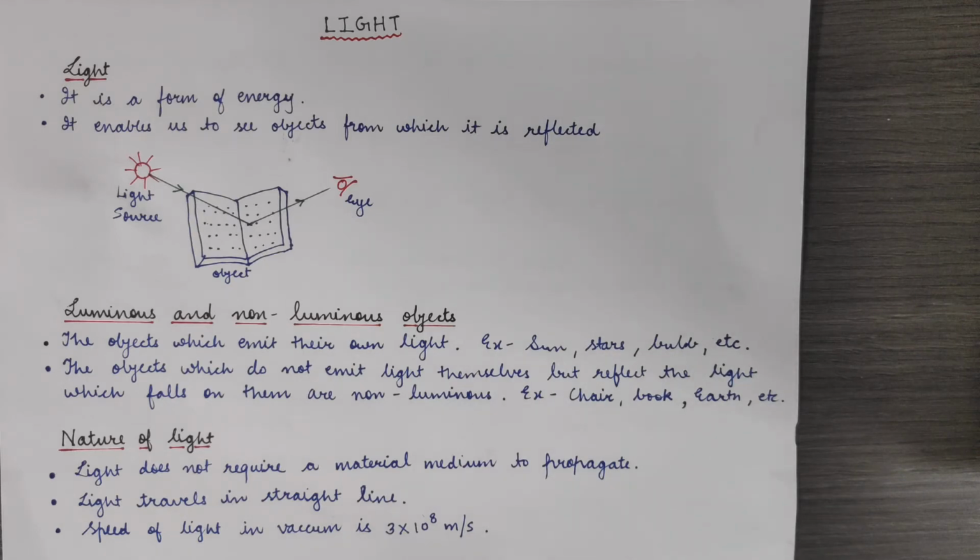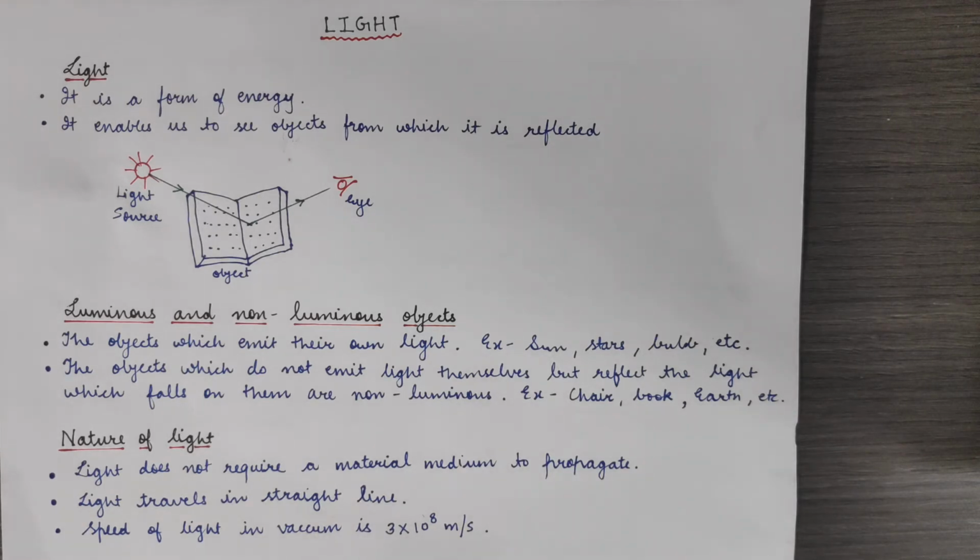So first of all, let us understand what light is. Basically, light is a form of energy. As you know, there are various forms of energy. Light energy is one of them, along with heat energy, sound energy, kinetic energy, potential energy, and many more. Now the next thing is, what is the use of light? It enables us to see objects from which it is reflected.